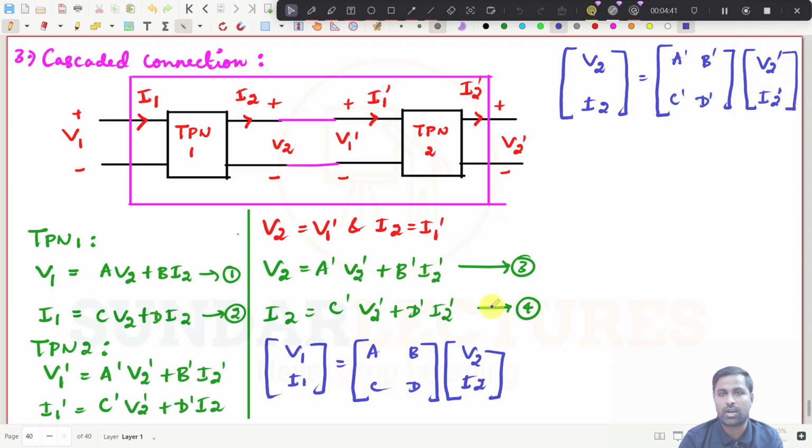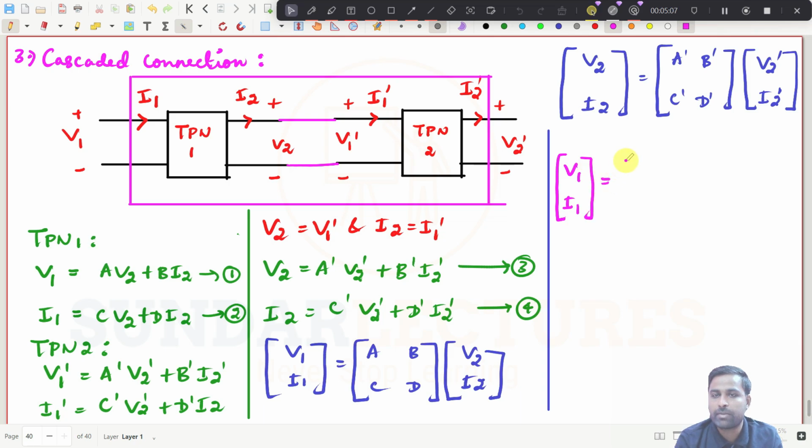Try to understand one thing. This V2 and I2 can be replaced with this now. Can you understand? Because here it is V2 and I2, and this is the V2 I2. So what I will do now is write it in a different way. See here, this one I can write like this, right? So it will be V1 and I1. I'm not going to change that. That will be equal to this one. You keep it as it is.